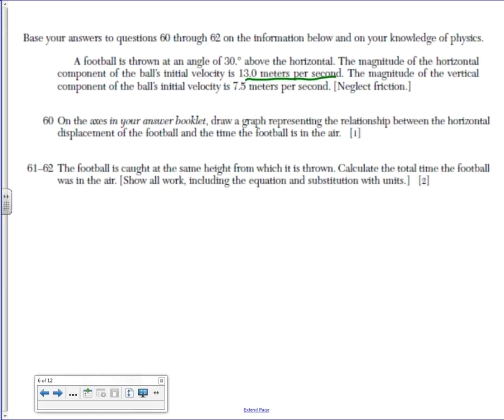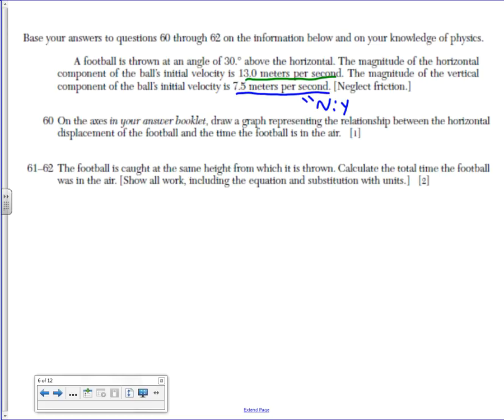Then we have the magnitude of the vertical component of the ball's initial velocity is 7.5. So we know that this is going to be our VIY. Okay? And ignore friction or air resistance. On the actual Regents, which we get at the end of the year, you'll be given a test booklet that has all these questions in it, and then you'll be given an answer booklet where you write them.